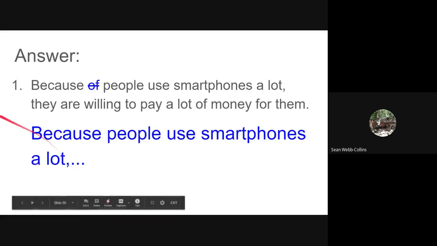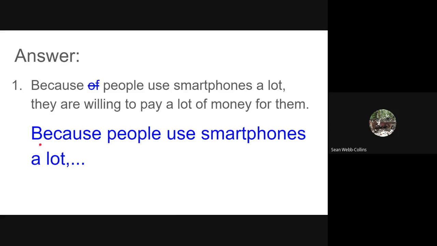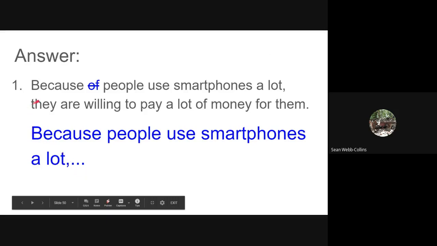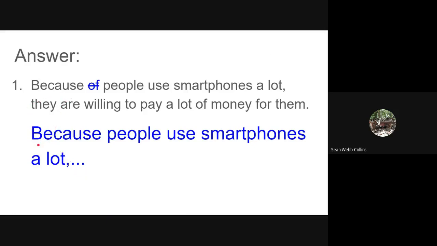And the answer is that we did not need "of". So the correct result would have been "because people use smartphones a lot", not "because of". Or even "because people are using smartphones a lot, they're willing to pay a lot of money for them." This is the right example of a way to change the sentence correctly.